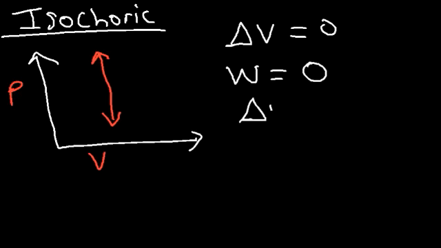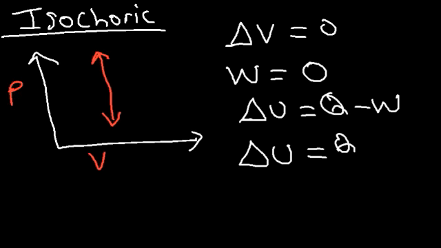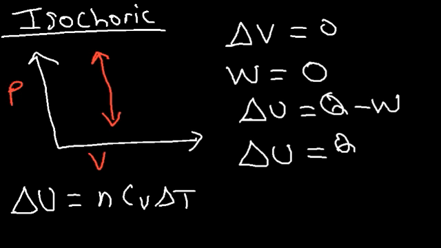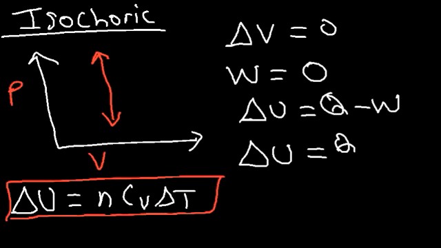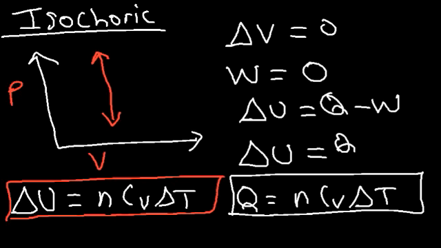So this equation still applies. Delta U is Q minus W. And since W is 0, delta U equals Q. So you can use this equation to find delta U, nCv delta T. This will always work. And Q is also equal to nCv delta T because the volume is constant. So those equations are the same since they equal each other.